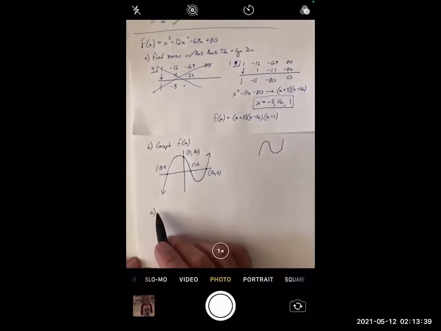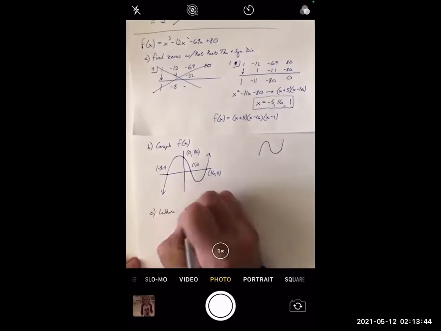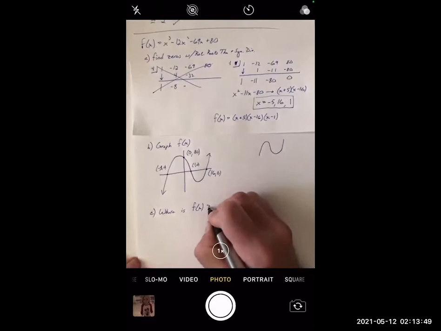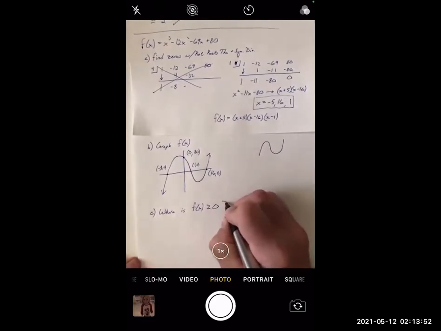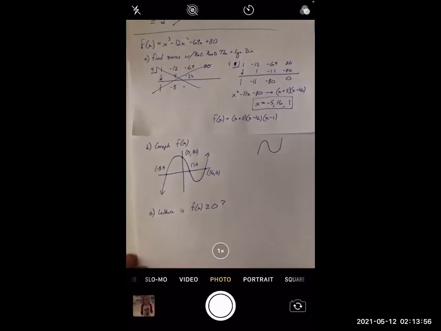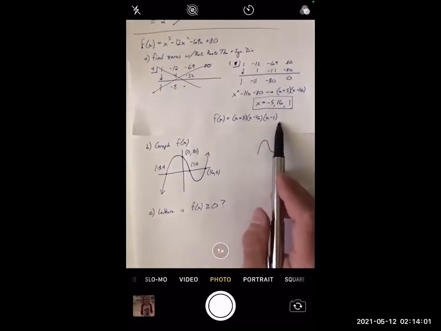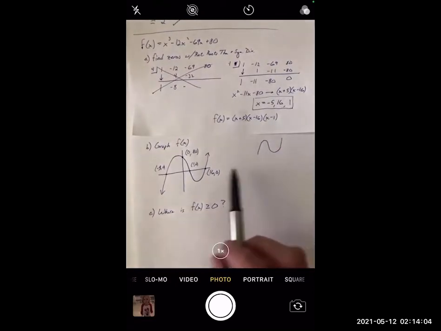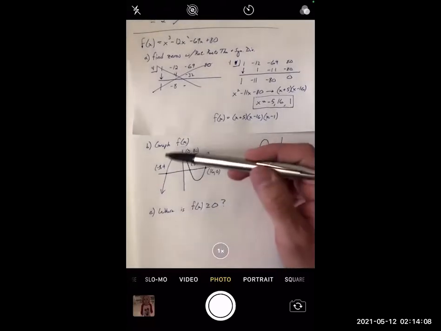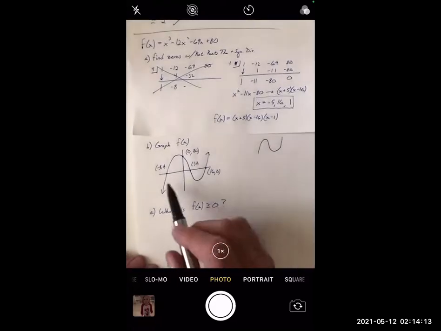And then part C. Where is f of x greater than or equal to 0? So for this, you could go off of the factors and do that little sign chart. Or you could go off of your graph and just give anywhere where the graph is above the x-axis. So if I have the graph, I'm going to use that because I just have to look at it.